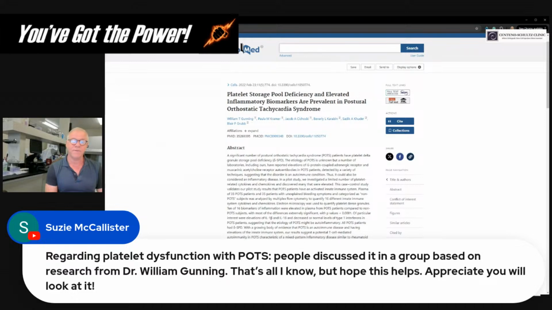So thanks for giving me more information on that. I think I can safely say after reviewing this abstract that this doesn't appear to be an issue in the use of PRP in POTS patients. So I wouldn't have any concerns after reading this of using PRP in POTS patients.